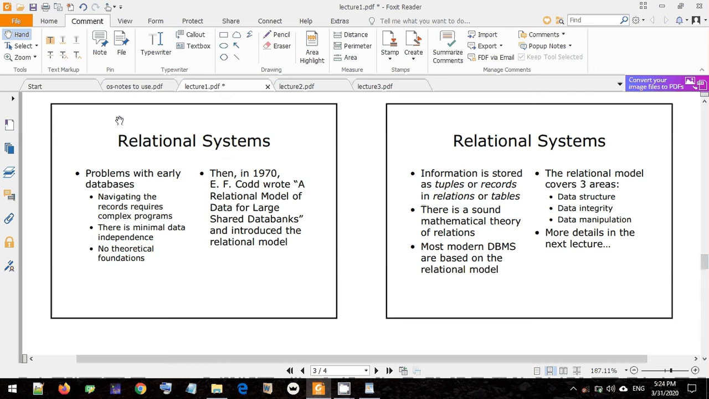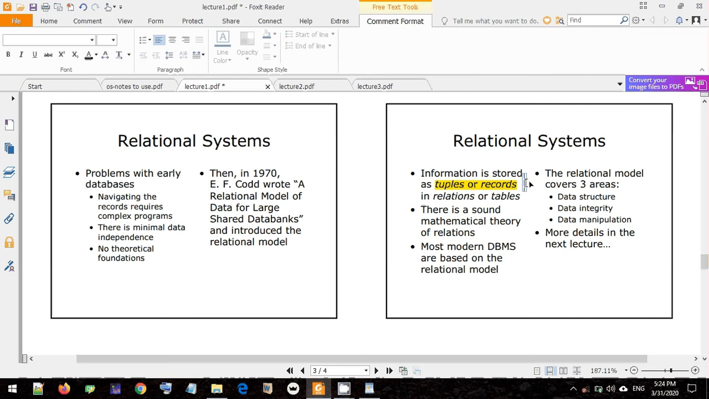The relational model, we now know, contains information, and the information is stored as tuples or records. Tuples or records. Some people will call them rows, right? So tuples, records, or rows, and they are stored in relations or tables, right? A table containing rows, that table is called a relation, and the rows are called what? Tuples. There is a sound mathematical theory of the relations now, thanks to E.F. Codd.